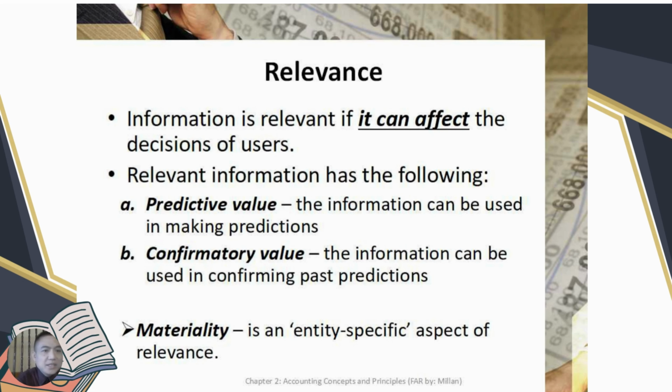So what do you mean by relevance? Information is relevant if it can affect the decision of users. Relevant information has the following characteristics. Predictive value, the information can be used in making predictions. Confirmatory value, the information can be used in confirming past predictions. Materiality is an entity-specific aspect of relevance. So magiging relevant po siya if that is material to an entity. So if that is insignificant, it cannot be relevant po.